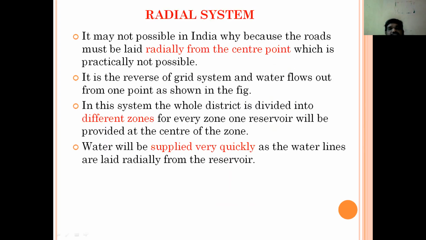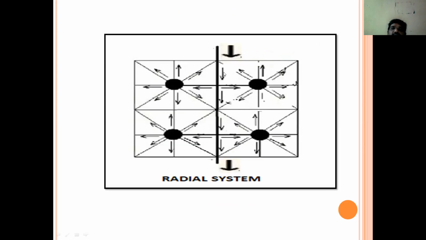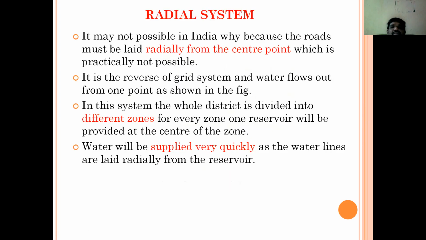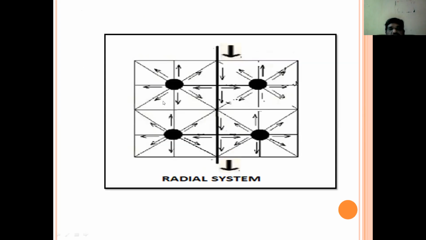That is the reason I mentioned here: the roads must be laid radially from the center point. It is not possible everywhere in countries like India. It may be possible in some particular areas, but not for all areas. It is the reverse of the grid system, and water flows out from one point as shown in the figure.